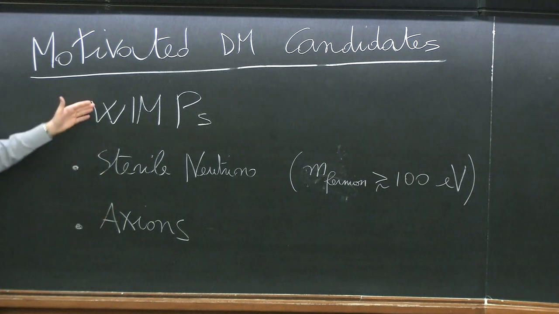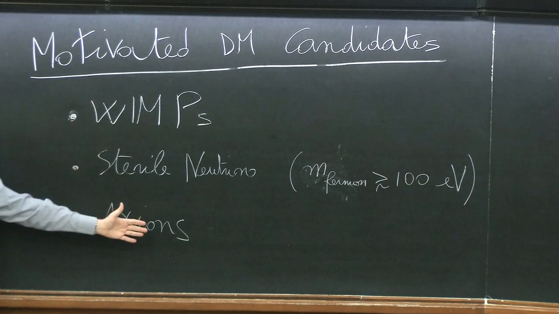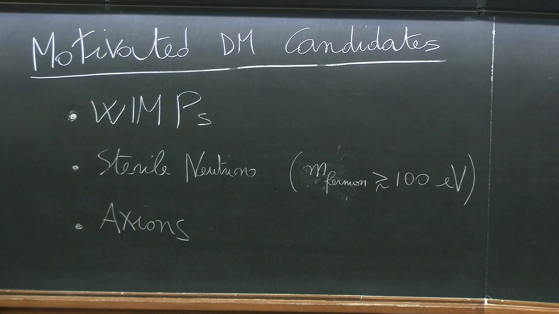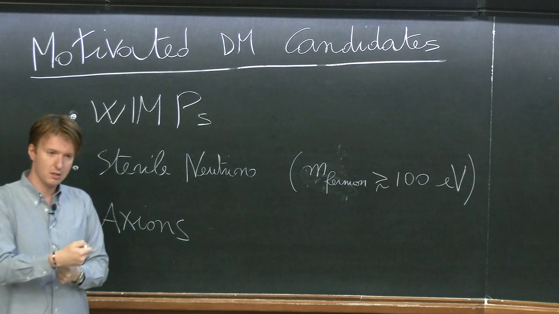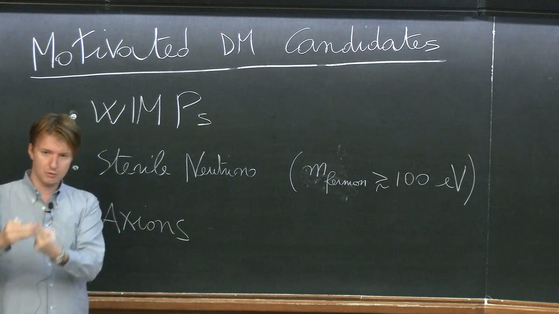Okay? So these three are examples of dark matter candidates that you do not postulate just to explain the observed abundance. You attack some other big problem, the hierarchy problem, the neutrino mass, the strong CP problem, and automatically you also have a dark matter particle. So one theory, you solve two problems.